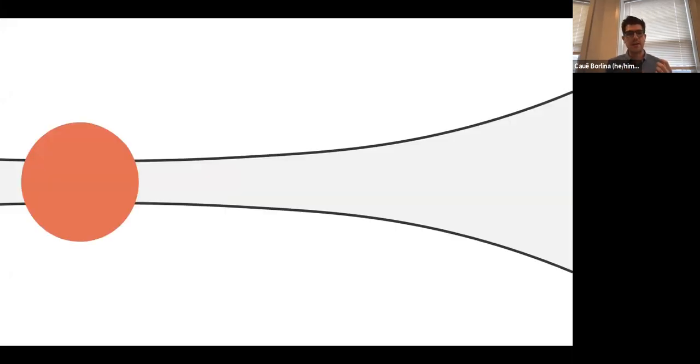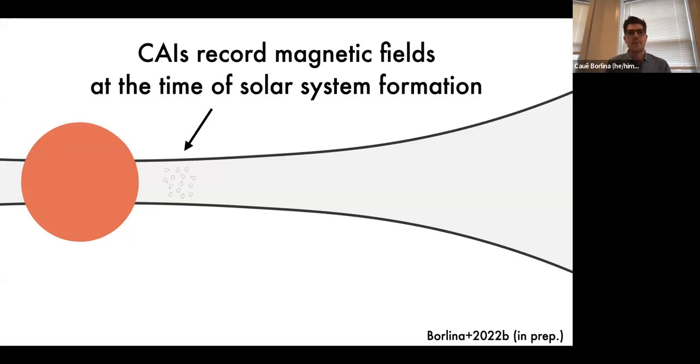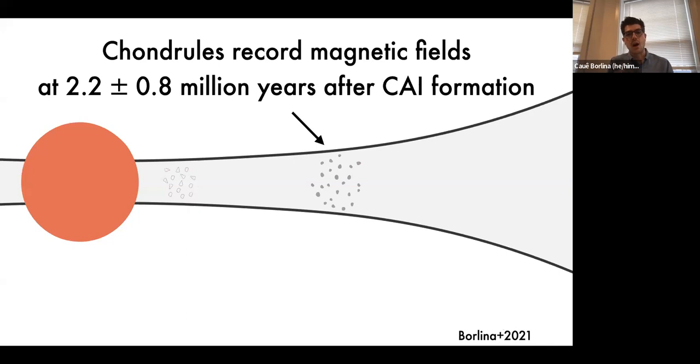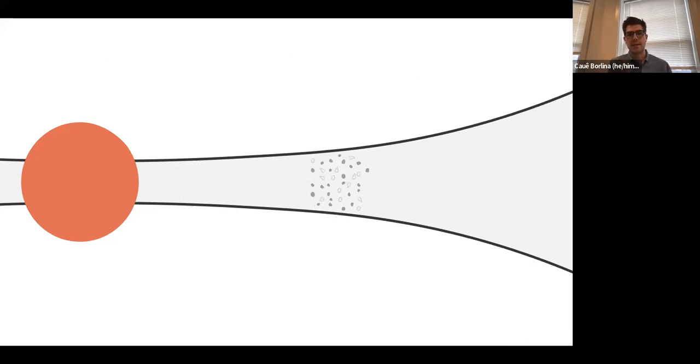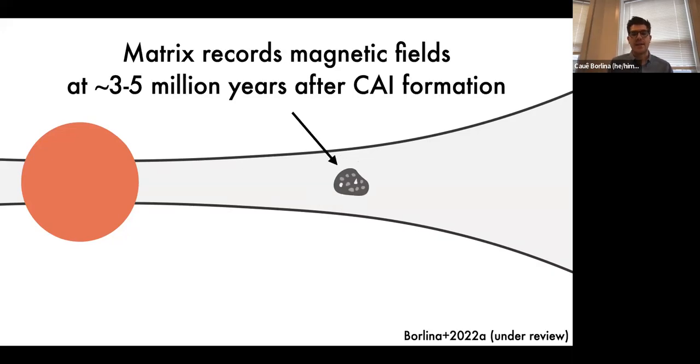So going back to the little diagram I had earlier, we have the CAIs. They record the magnetic field at the very beginning of the solar system formation, likely close to the sun. I want to talk a little bit more about that later. We also have the chondrules, which record magnetic fields at about 2 million years after the formation of the CAIs, but in the outer solar system, so in the regions further out. And then at some point, the CAIs and the chondrules share the same reservoir in the outer solar system, beyond 3 AU. And then the parent body of this meteorite accreted. And that's when the matrix acquired its magnetic records at about 3 to 5 million years, resulting from parent body alteration.